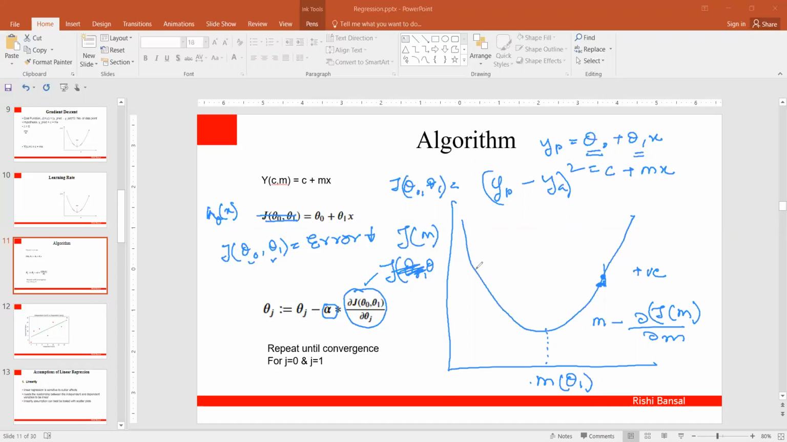And when we were on the left-hand side, our slope was negative. So when you subtract this term, which is negative, it becomes m plus this term, so you will tend to move this side. When you are on the right-hand side, you tend to move on this side. So that was the whole idea of gradient descent, which is what we learned yesterday. Any question on this? We'll move forward.